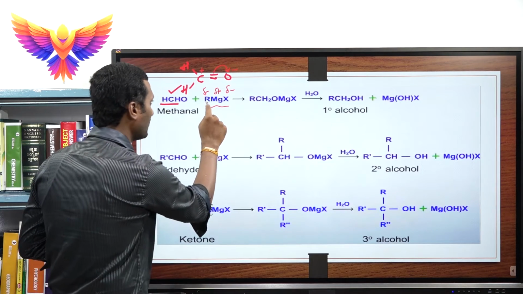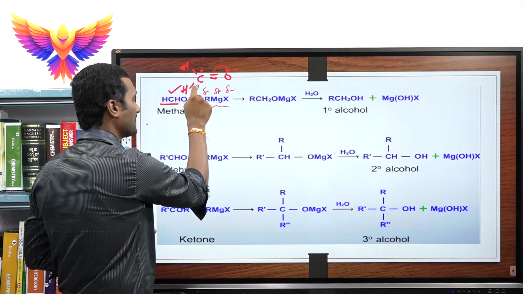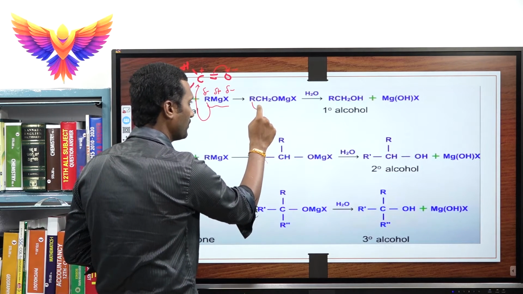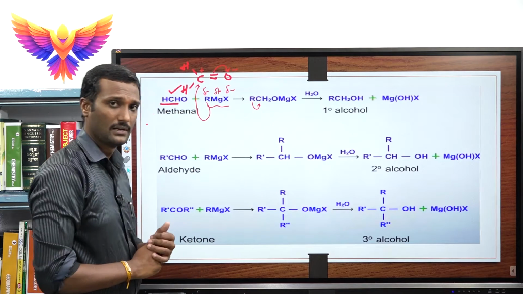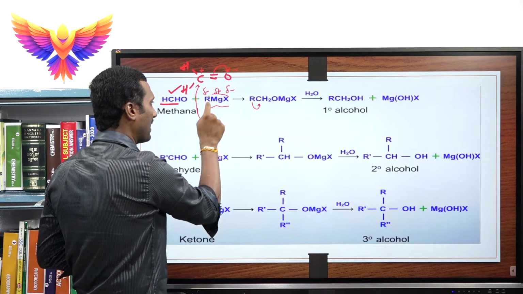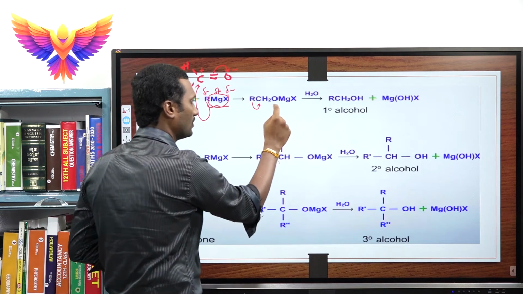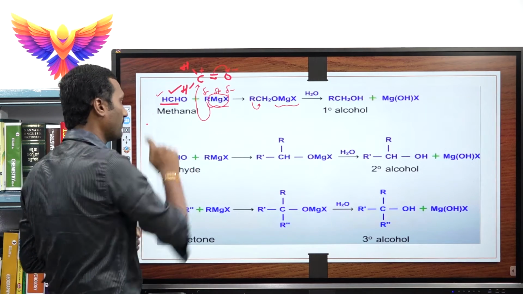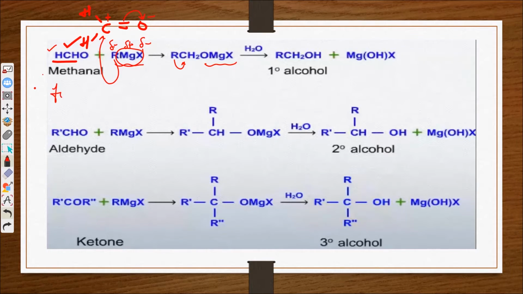Now the alkyl group will attach where there is a deficiency of electrons near the carbon. You can observe this alkyl group is attached near the carbon, and the remaining part, the magnesium halide, will attach near the oxygen to form OMgX. Make note, we have taken only the formaldehyde. The other name of methanal is also called formaldehyde. Yes, it is formaldehyde.